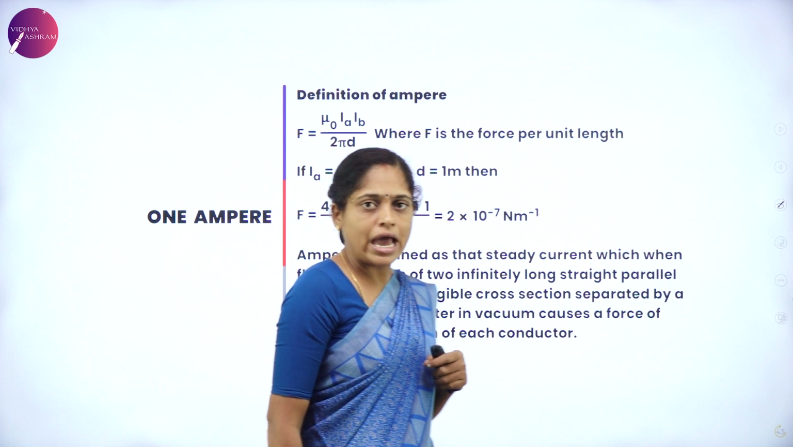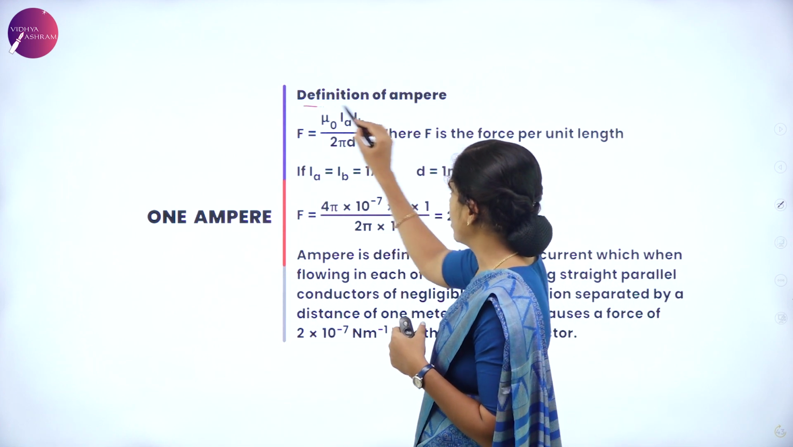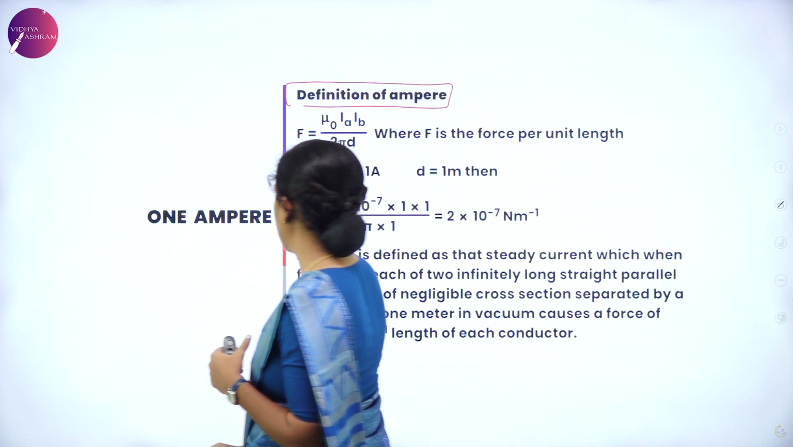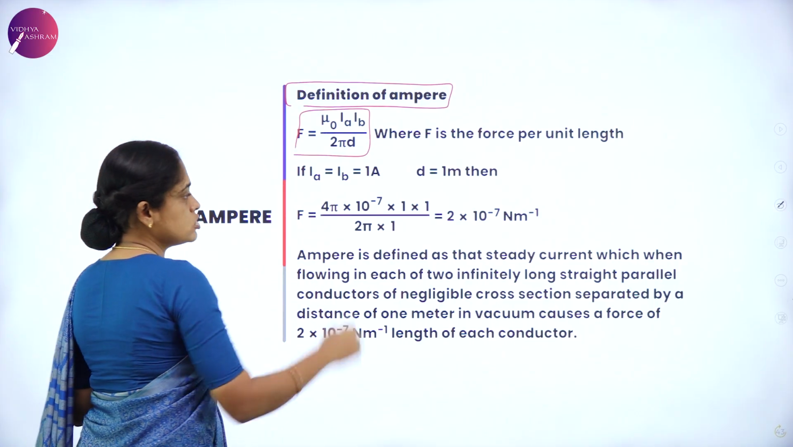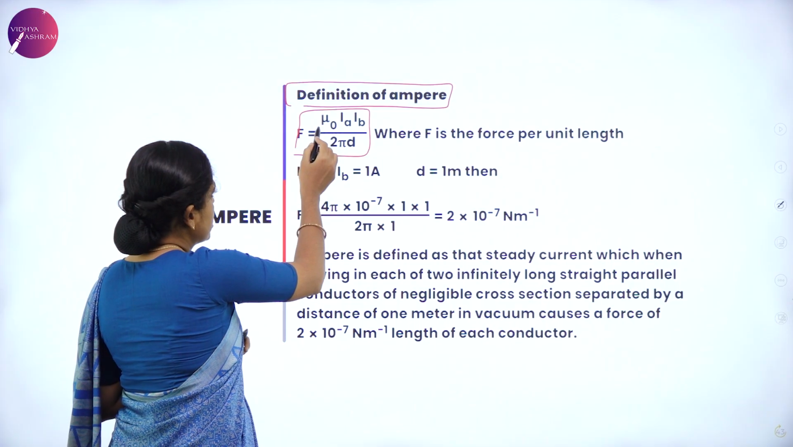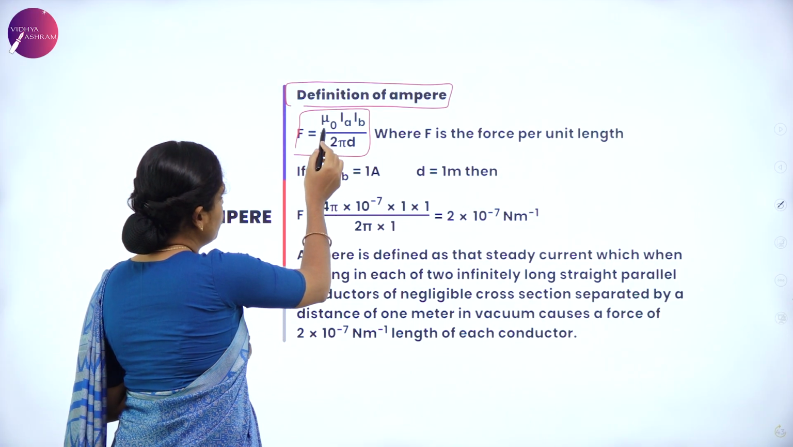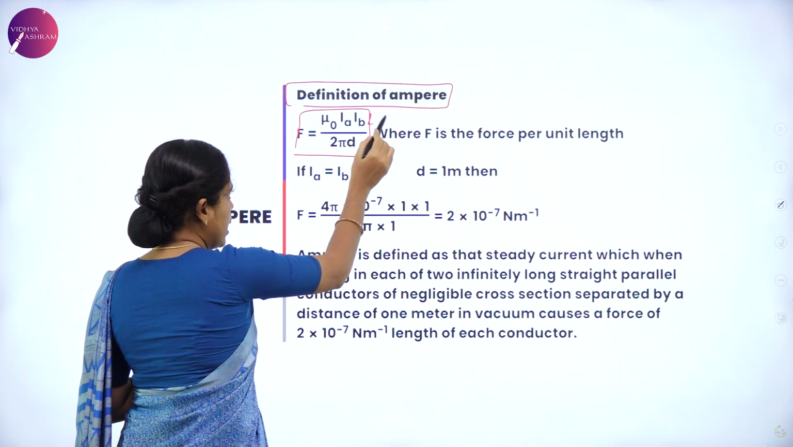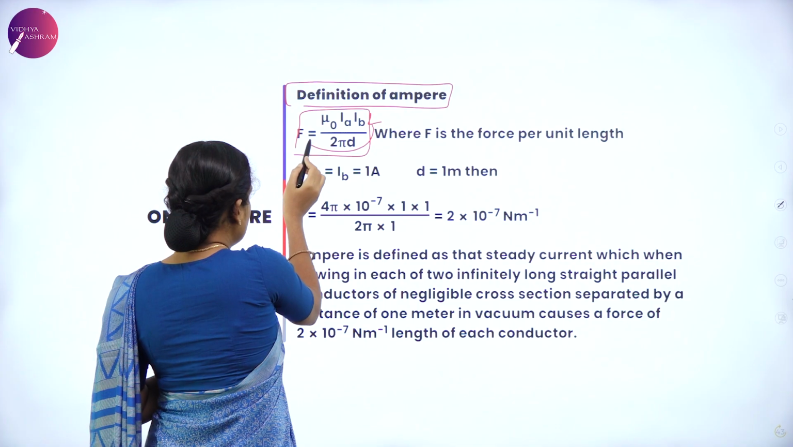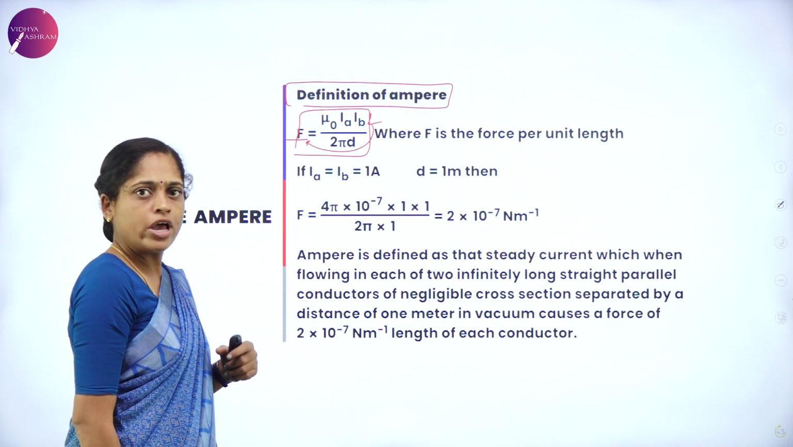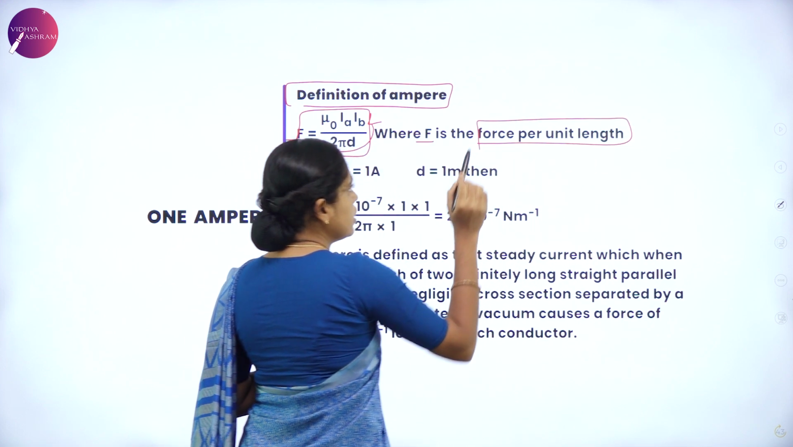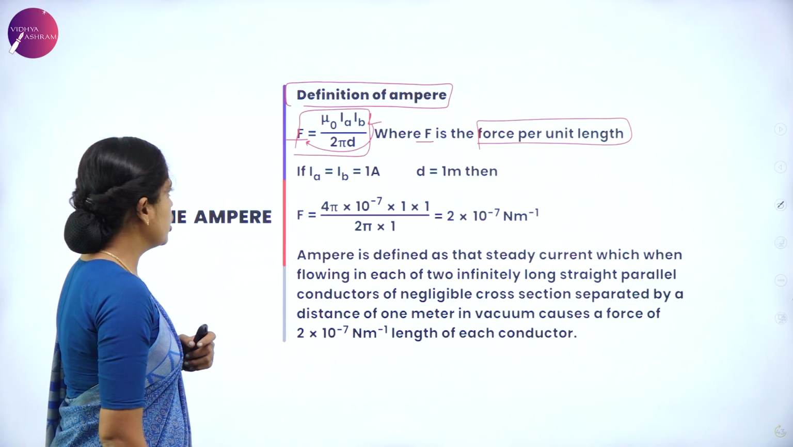Next, using this we have to define the unit of current, that is ampere. Definition of 1 ampere: to define it, we have to use the expression of force acting on two parallel conductors, which you have derived now. F is equal to mu naught I_A I_B by 2 pi d, where I take the L to the denominator of the left-hand side. Then F represents the force per unit length.